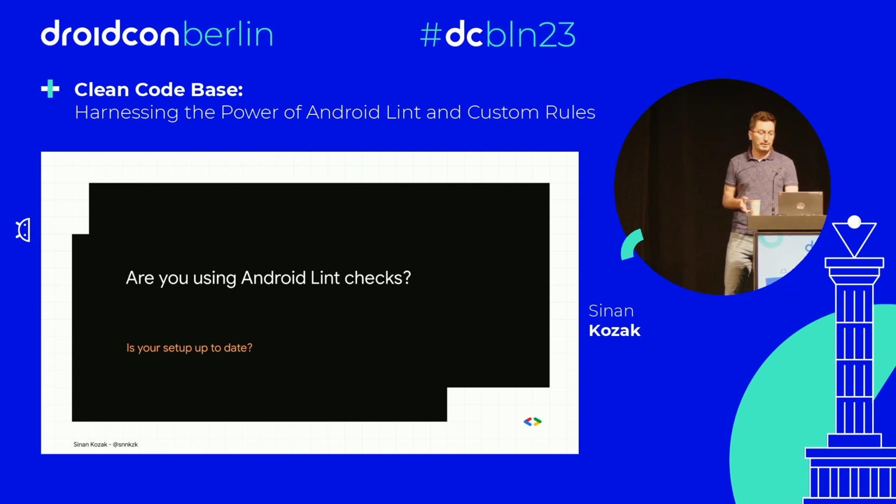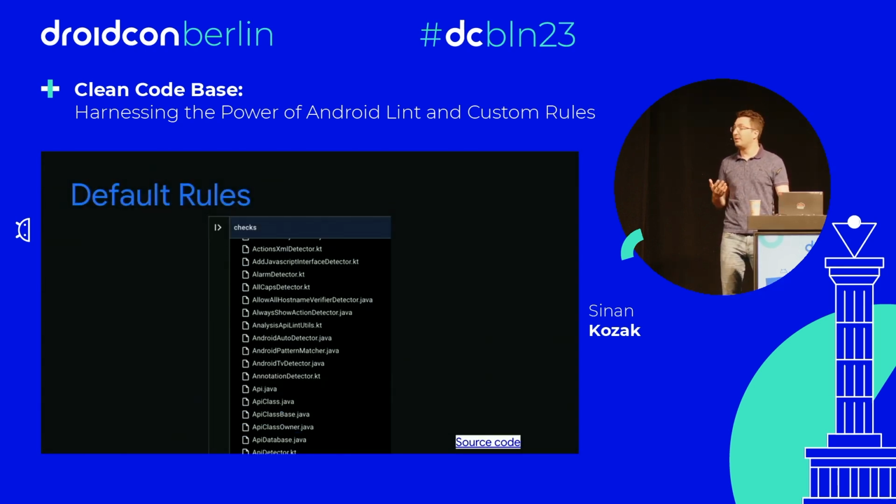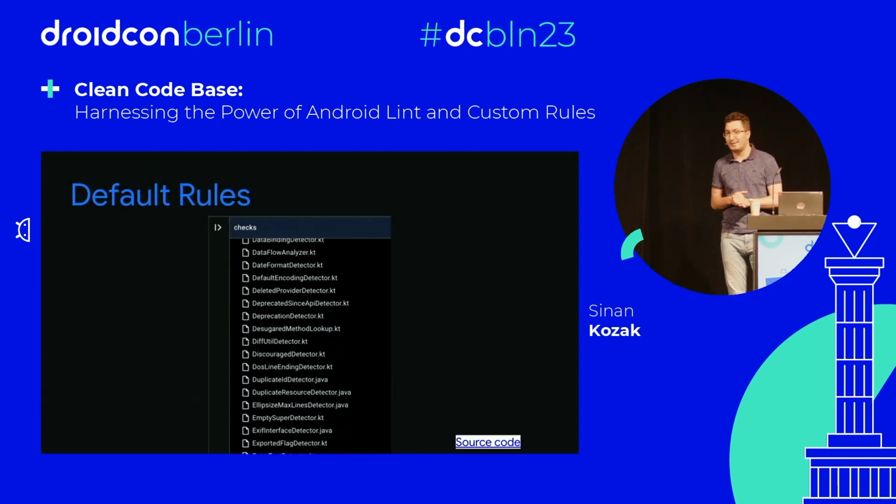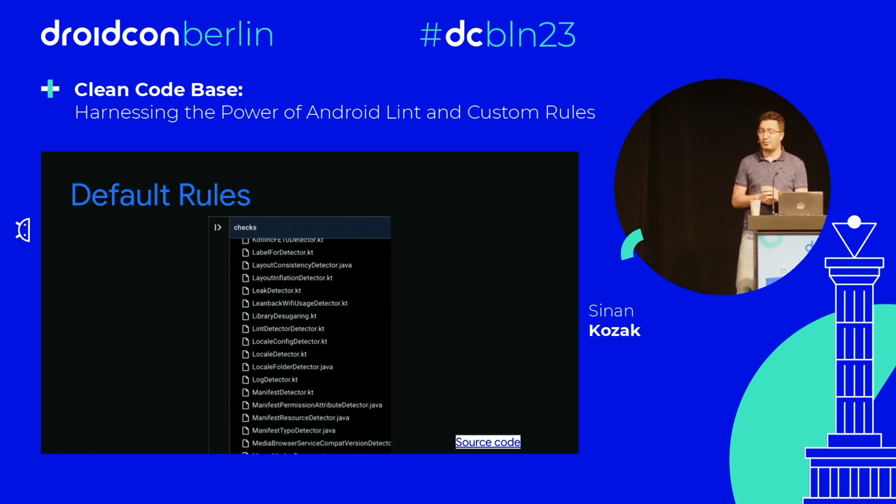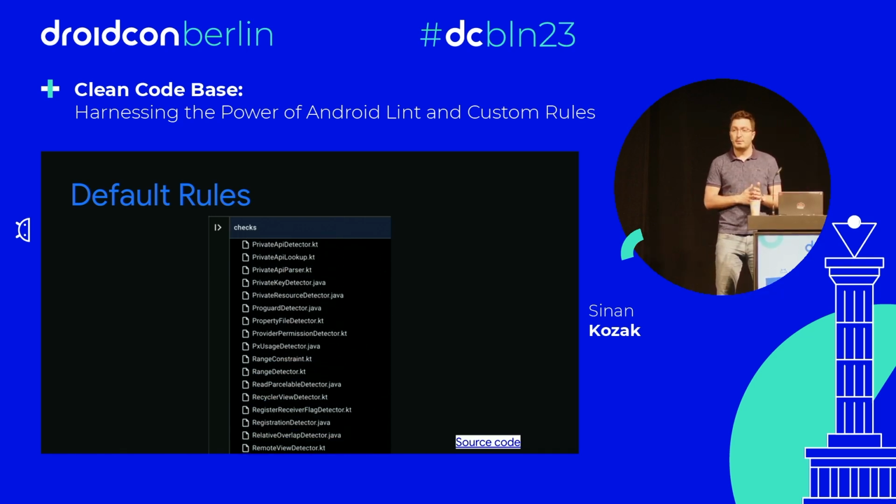I will give lots of examples about how it can prevent issues and how you can write custom lint rules with a similar mental model. But before going there, I need to tell you that there are lots of existing default lint rules in the Android Gradle plugin and the lint pipeline.